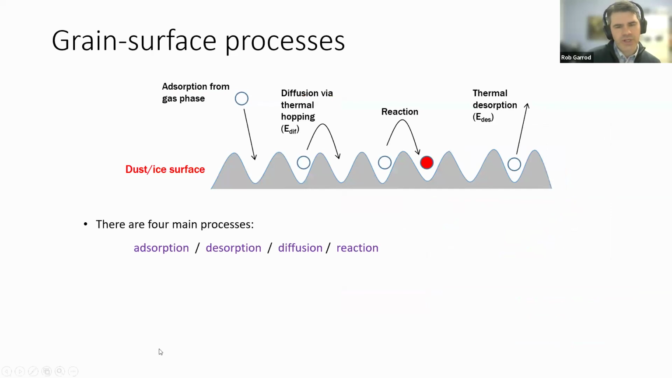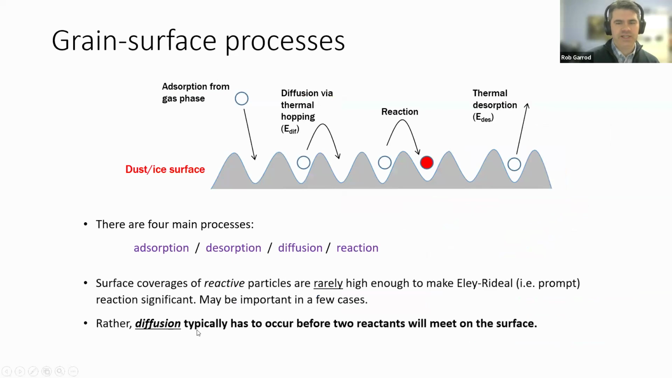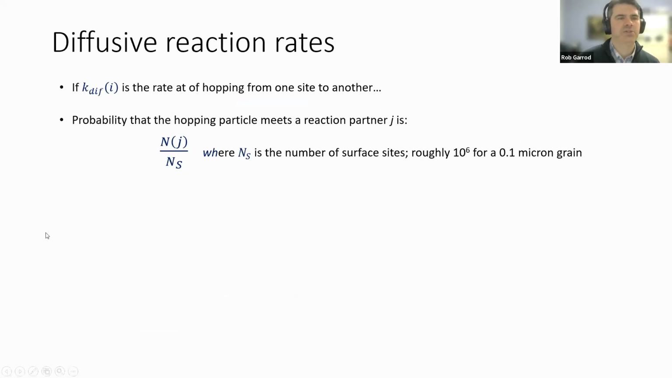All right. So what are the key processes that take place on grain surfaces then? Those are adsorption, desorption, diffusion, and then reaction. And that reaction will tend to happen when diffusion brings things together. And so that's the key process that we are very often most interested in when we want to formulate the rate at which a reaction takes place. And so when we formulate these quantities, the key thing is the diffusion rate of a certain species.